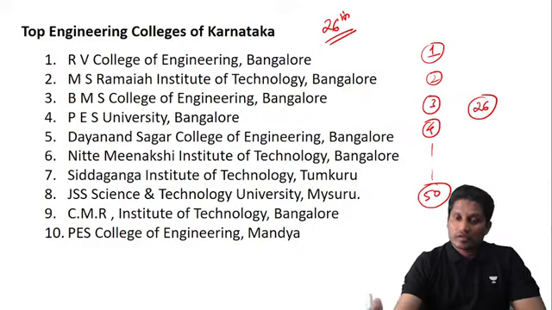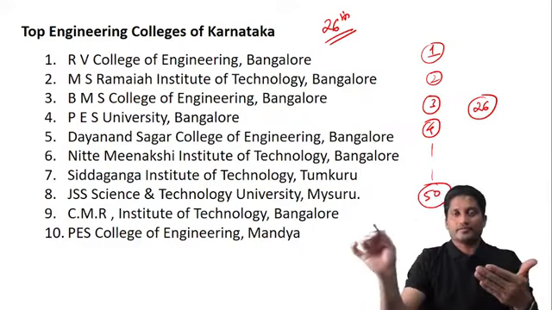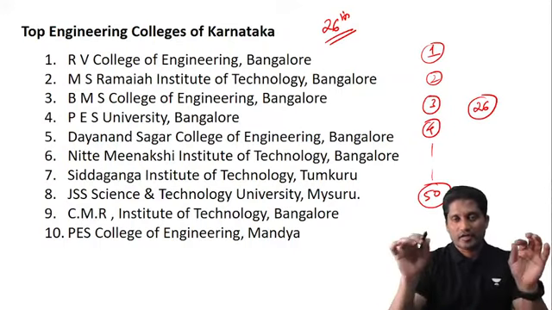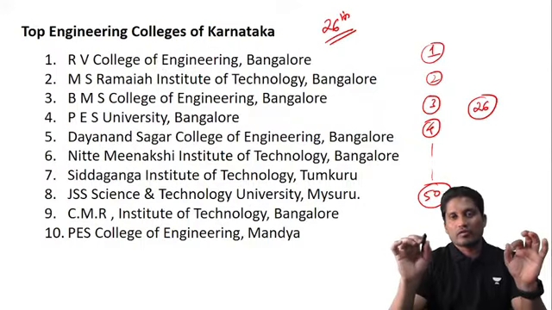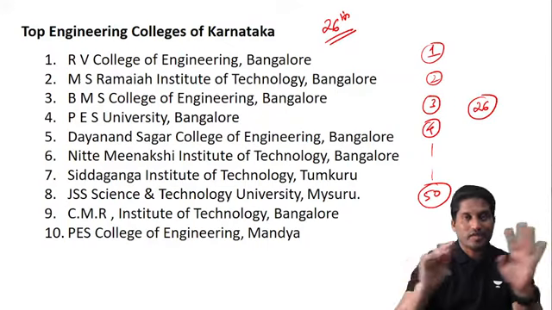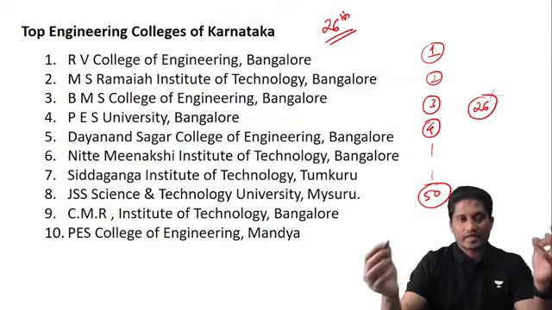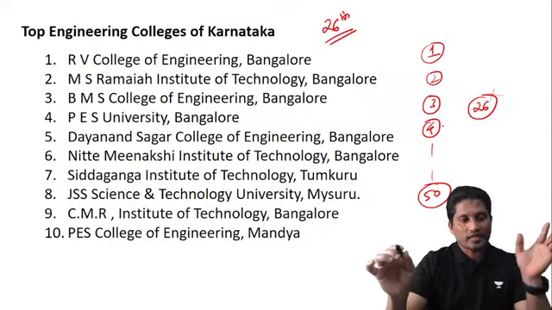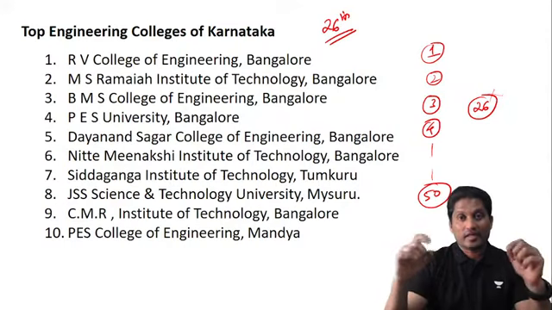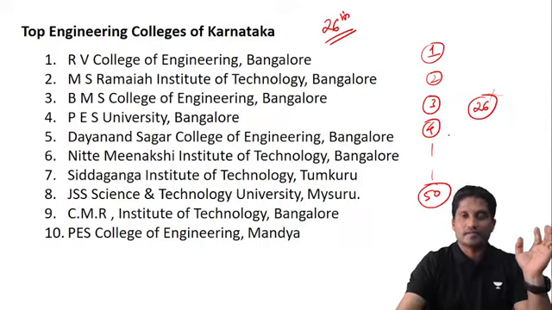What happens in the next round? The colleges from 26 to 50 will vanish, and you get all the colleges from 1 to 25. Obviously, when you say no to 26, there's no point in giving you 27, 28, 29. Obviously you will tell no, I don't want these colleges. So when you say no to 26 and I go for the next round, or I block this seat and I go for the next round, then all these 26 to 50 colleges will vanish. In the next round you will get 1 to 25 only, or 1 to 26 only.